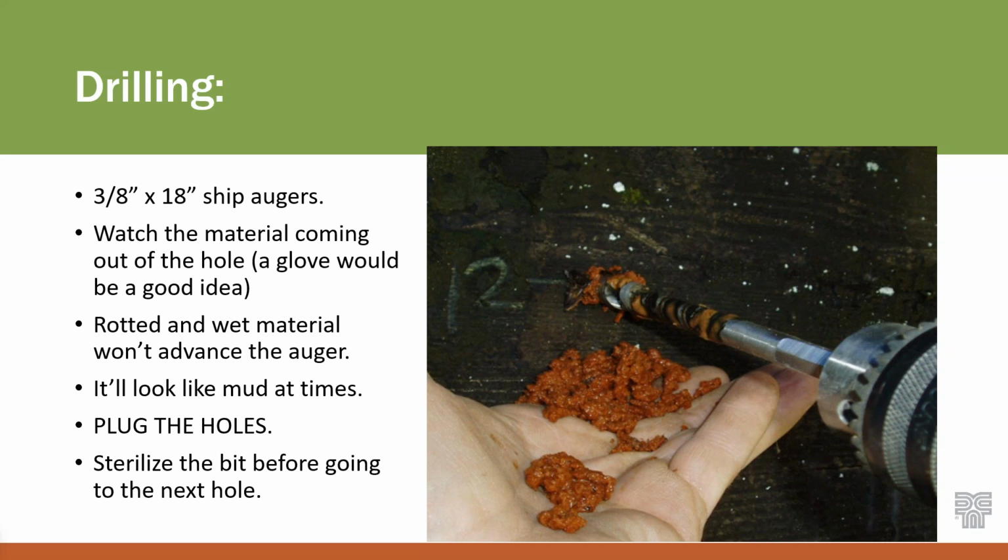So plugging the holes is critical. Maybe being a little bit cautious in how often you're drilling is also a good idea. And if you find rot in one hole, and then you take that drill bit and go immediately down another 6 feet where it's not rotted and drill again, you're actually spreading the mold or the spores down, and you can cause more rot that way. So sterilizing the bit is a good idea as well.